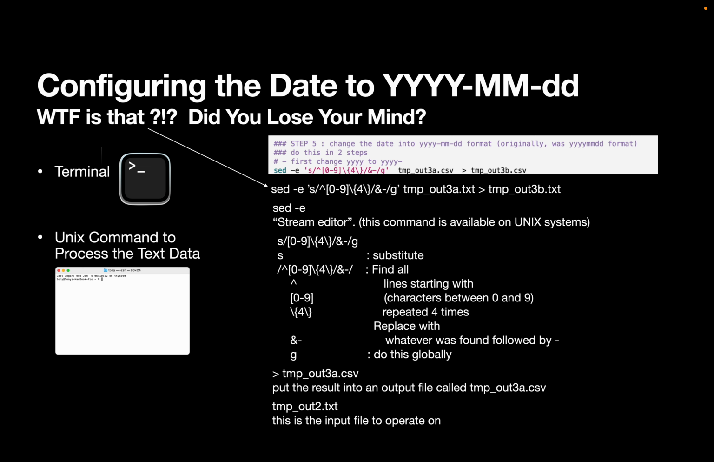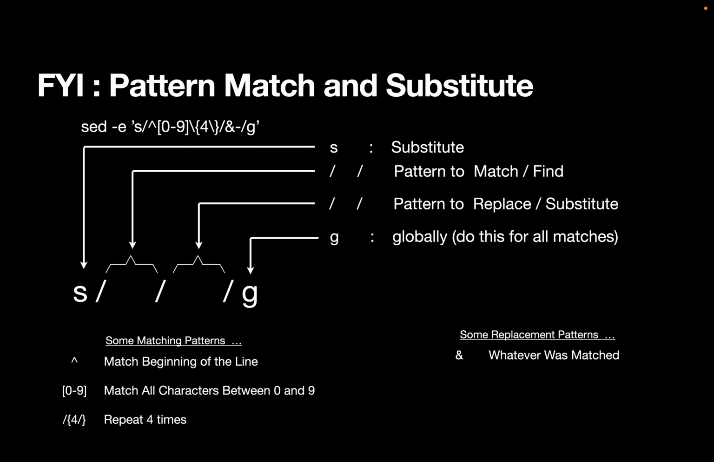Okay. So if we look, that's the command that we have over here. And then we take the input from temp_out3a.txt, and we send the output to temp_out3b. So at the end of that, what we'll have is the year format YYYY changed to YYYY dash. So there'll be a dash after the first 4 numbers of the year.